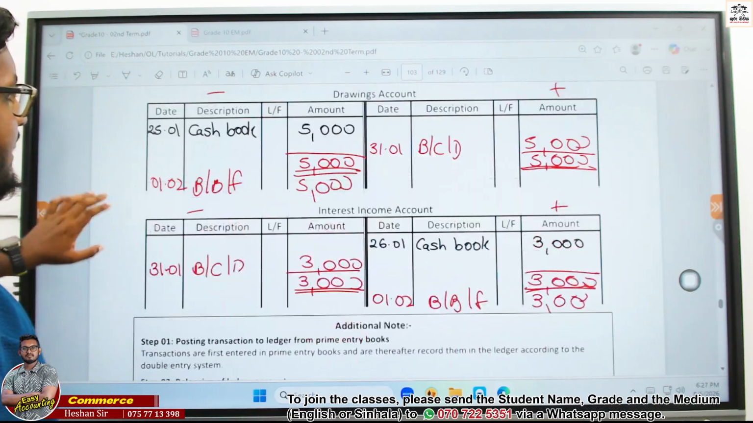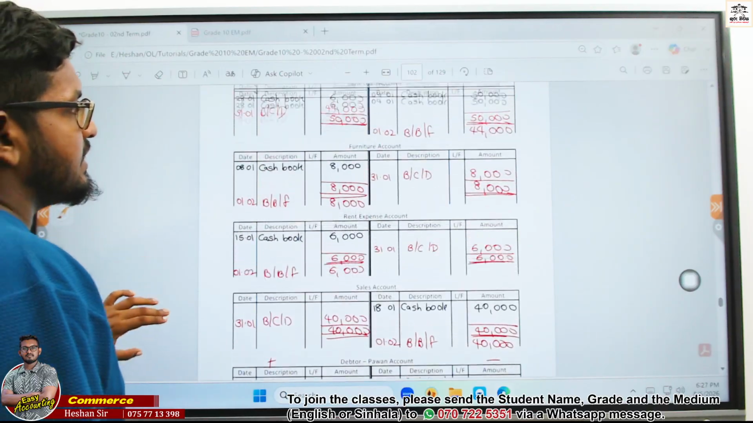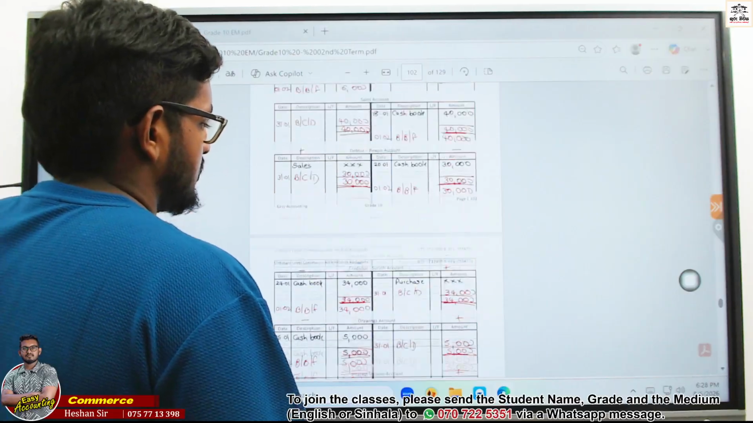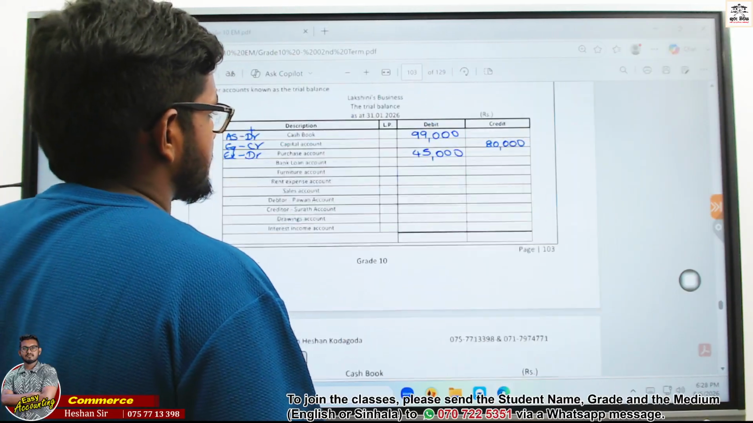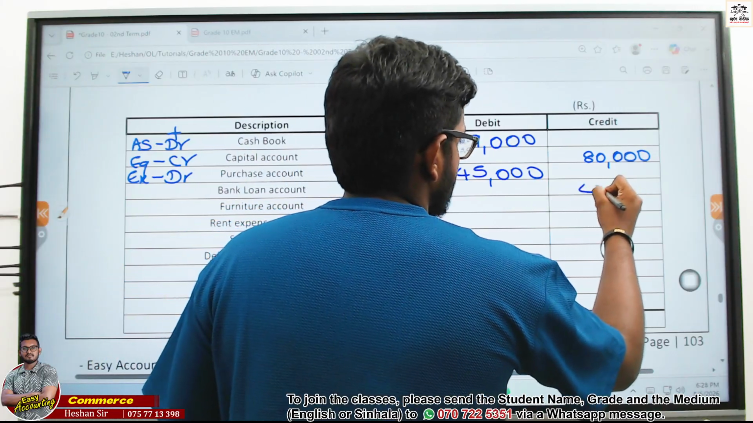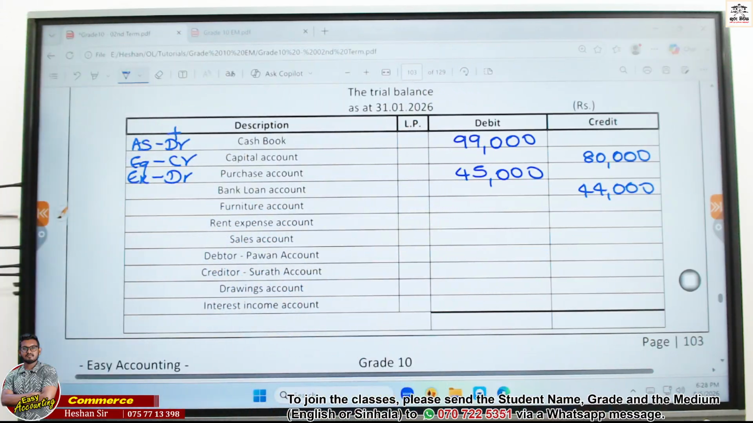Which kind of account is bank loan? Bank loan is a liability account. See, the balance goes to the credit side, 44,000. See, this is just a list. Bank loan 44,000. These are credit balances, right?